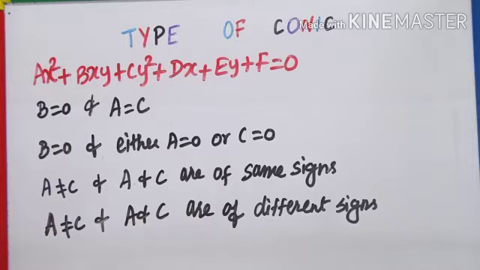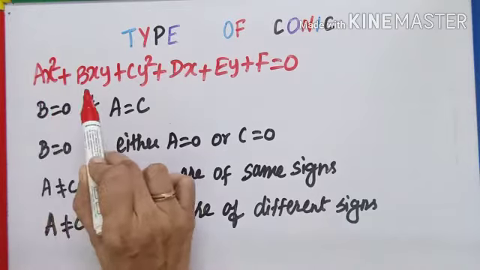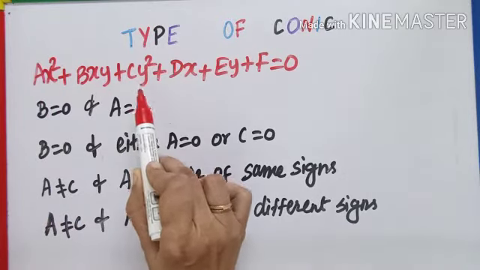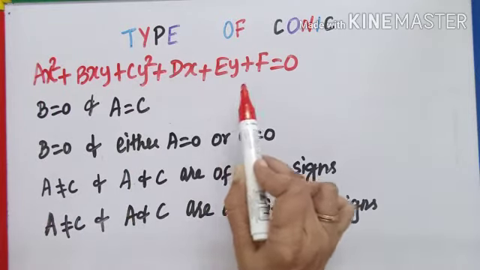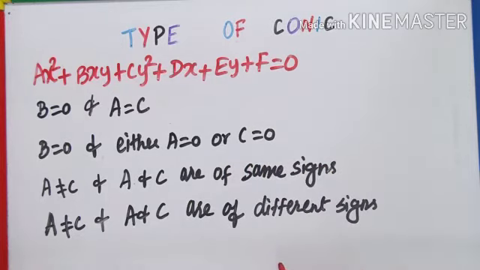Good morning, children. In today's class, we are going to learn how to identify the type of conic. Given a second degree equation, say ax² + bxy + cy² + dx + ey + f = 0, let us shortlist the conditions. A few hints will help us to easily identify whether the given curve is a circle, parabola, ellipse or hyperbola.